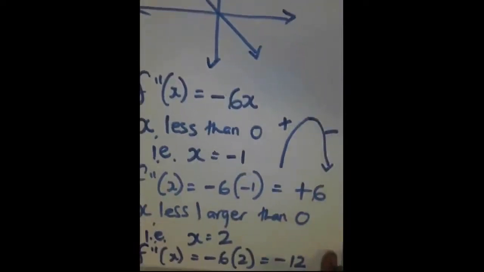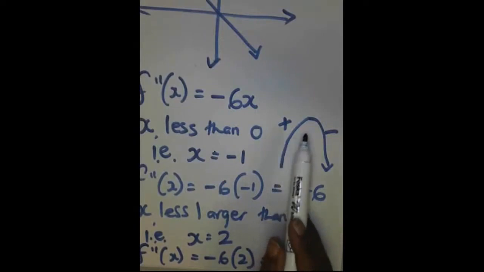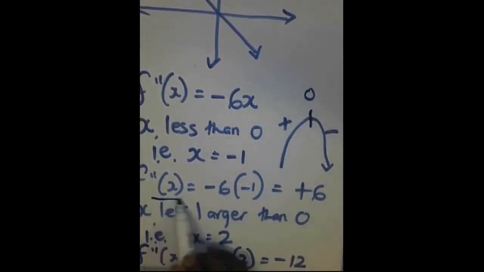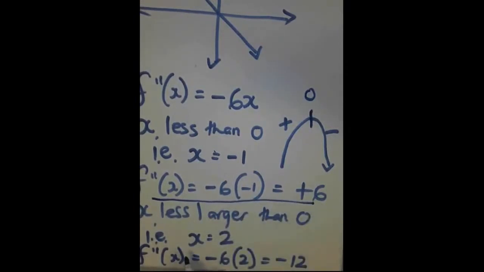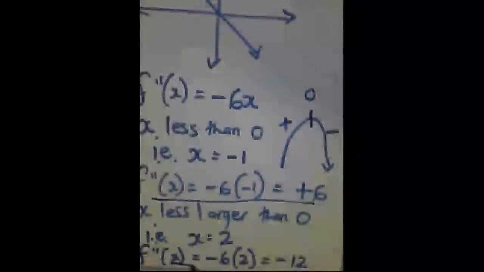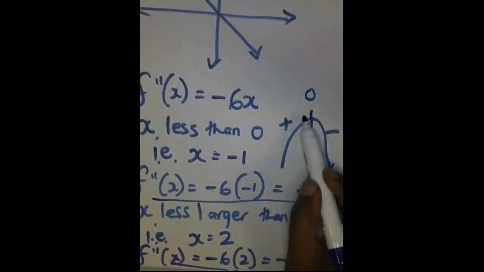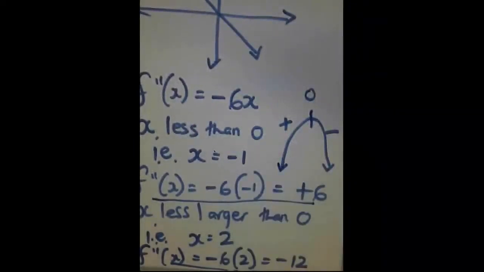And lo and behold, this is exactly what I do. If I take values smaller than 0, which is in the middle, it's positive. Look at that. If I take values bigger than 0, then I get a negative solution, which tells me it's first increasing, concave up, and then concave down. And that is what I wanted to illustrate to you. That is how you look at your concavity.